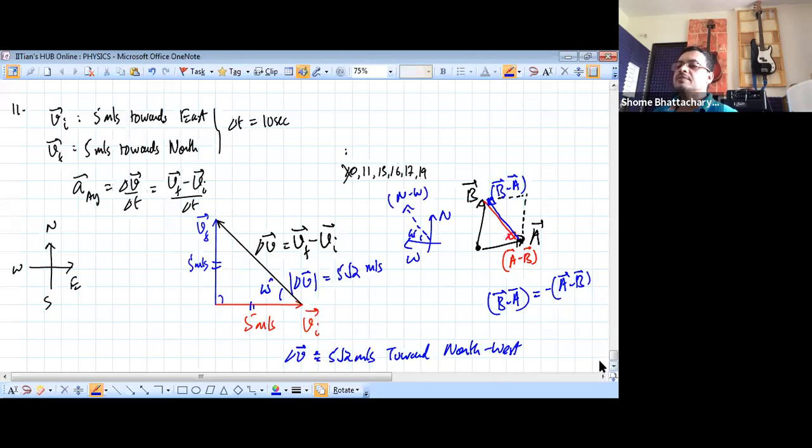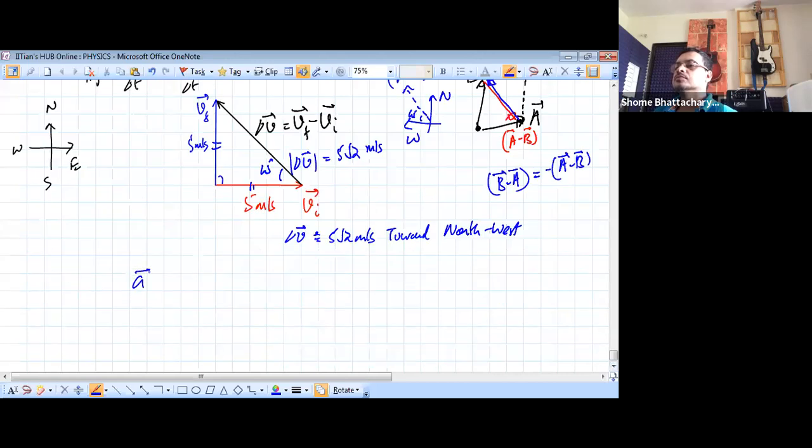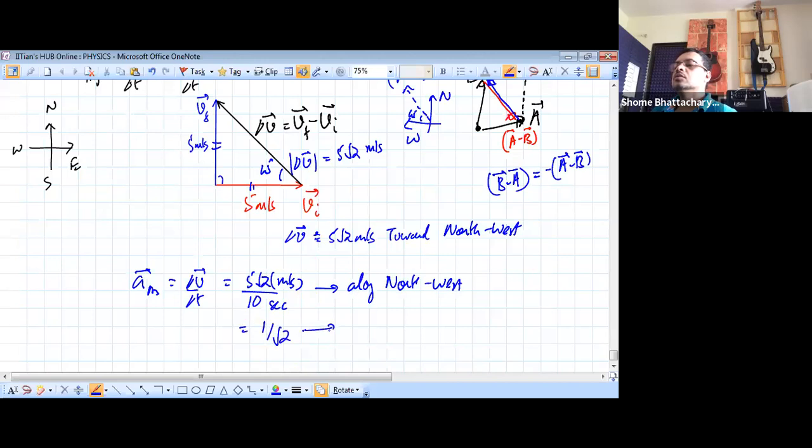So coming back to your average acceleration, so that is 5 root 2 meters per second divided by 10 seconds along northwest. Okay. So that becomes 1 by root 2 along northwest. And the unit becomes meters per second square.